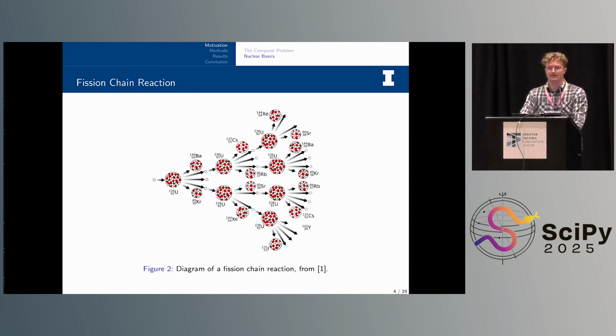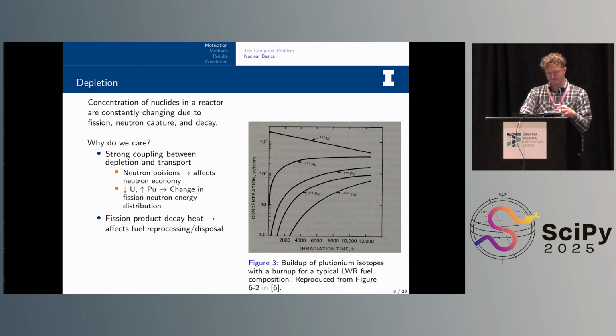Your fuel composition at day 1 is not the same as day 2, day 3, and so on. This process, this changing of the fuel, is called depletion. This figure on the right shows uranium being spent and plutonium being built up over time. I don't have a figure of radioactive decay, but it would probably look something like that.